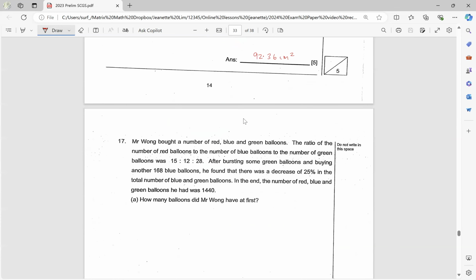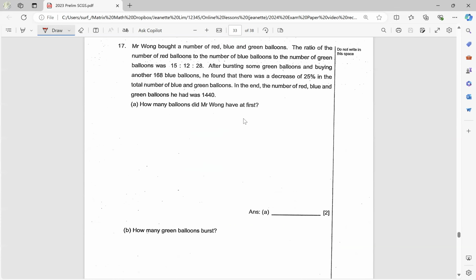Okay, last question. Mr. Wong bought a number of red, blue, and green balloons. The ratio of the number of red to blue to green was 15 to 12 to 28. After busting some green and buying another 168 blue, he found that there was a decrease of 25% in the total number of blue and green balloons. So in the end, the red, blue, green total 1440.